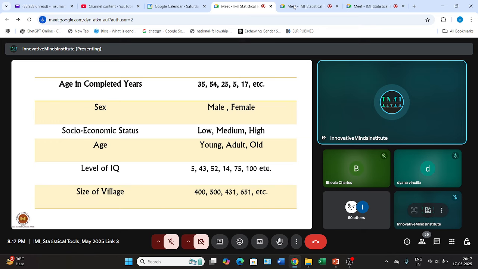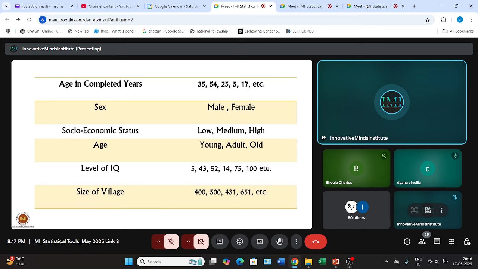Let's move on to the next one. Age, if you classify as young, adult, old, what level of measurement? Anybody? Age, what level of measurement? Yes, ordinal. Thank you. Age is ordinal. Now we move on to the level of IQ. Yes, thank you.